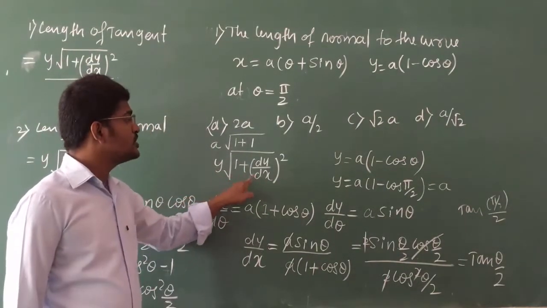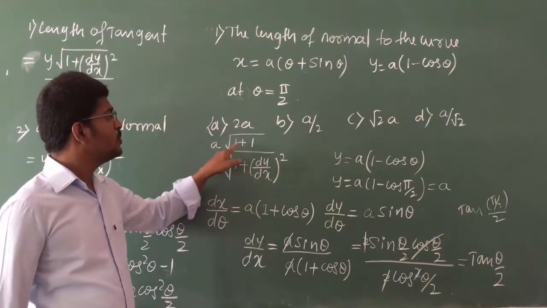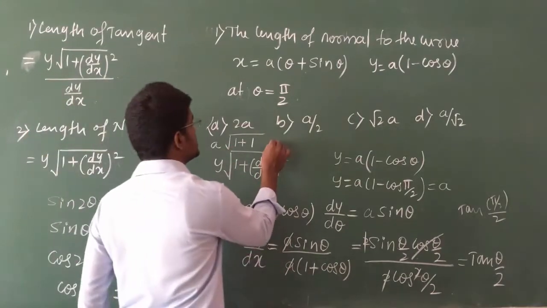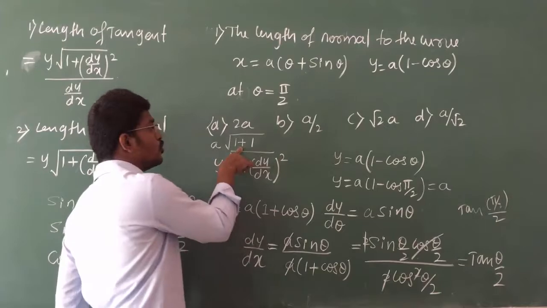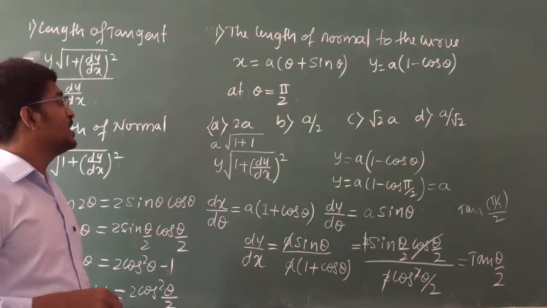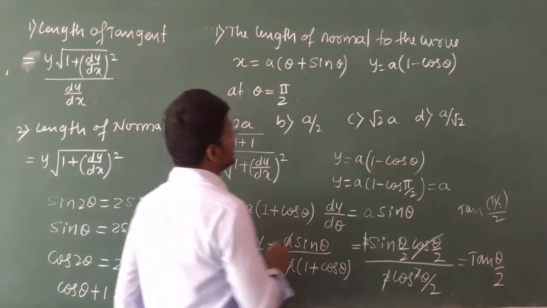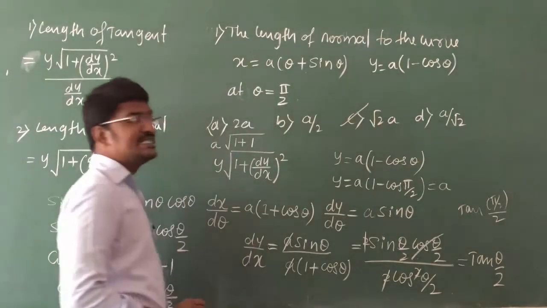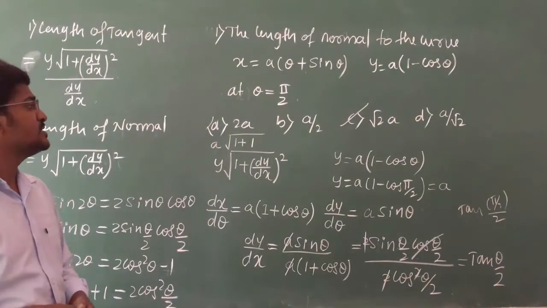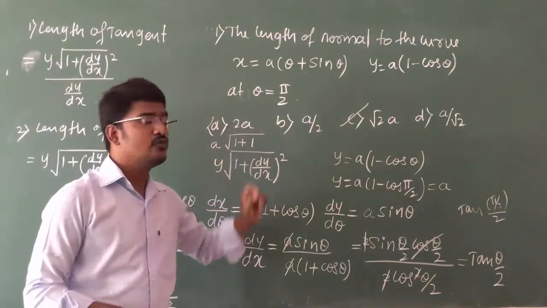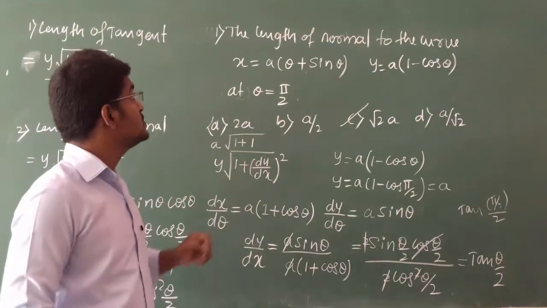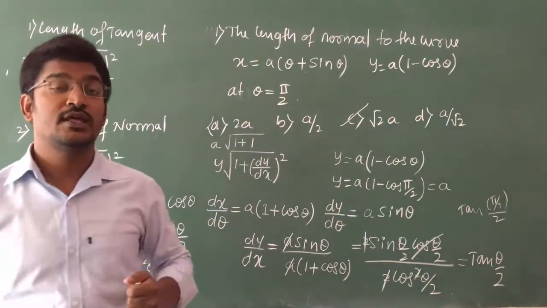A into root of 1 plus 1 square. That means 1 plus 1 will be 2. So that is a times root 2. A times root 2. That is option C. Option C will be the correct answer. Clear? So a times root 2 is the correct answer for this question.